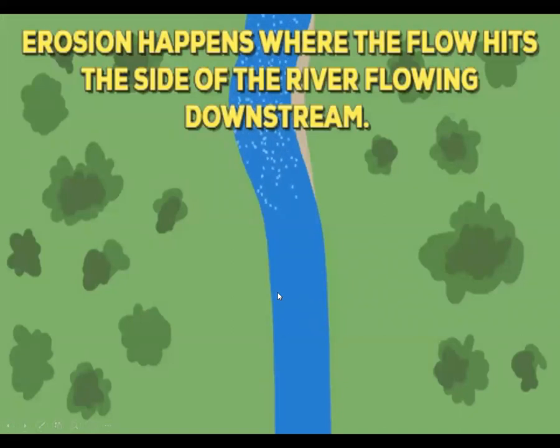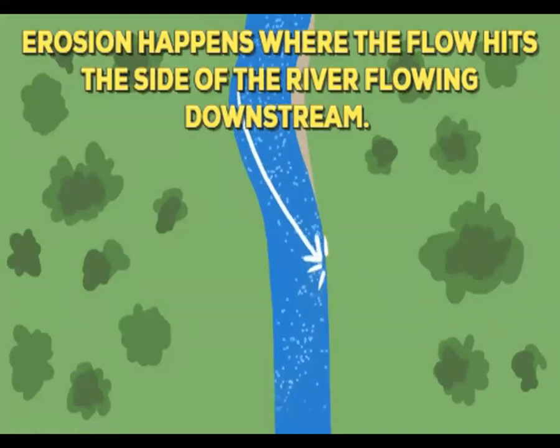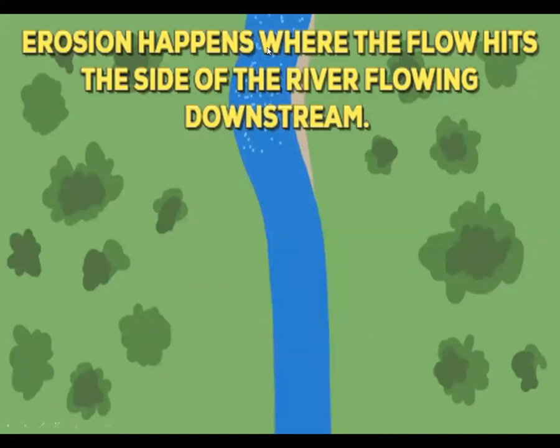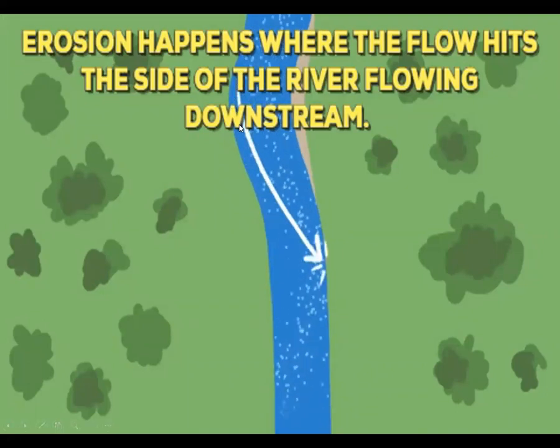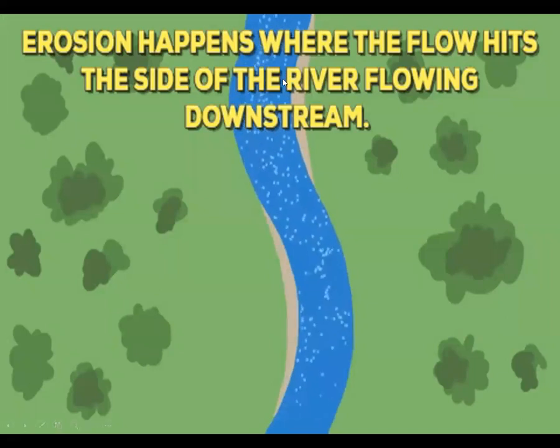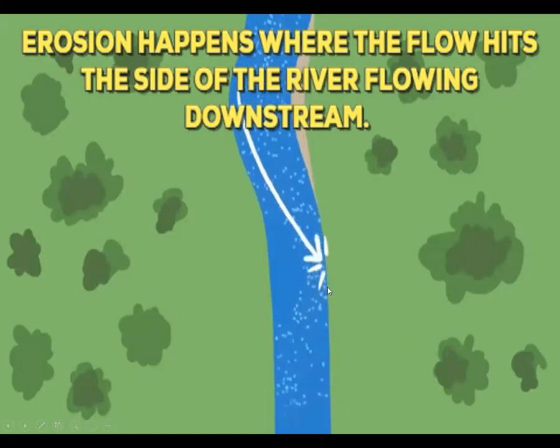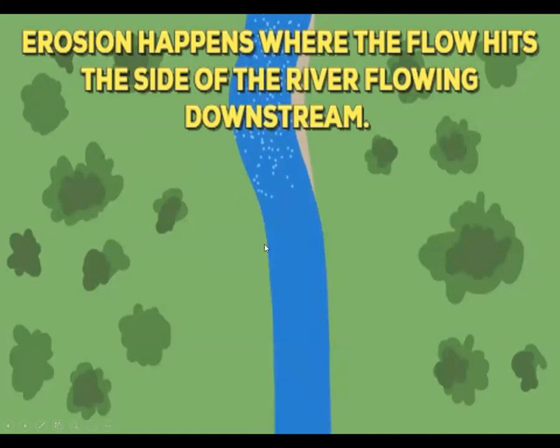Now, erosion happens when the flow hits the side of the river flowing downstream. This is how meanders form. See the flowing of the water? The rapid flow of the water on the left side causes this one to be eroded, and the slower flow of the water on the right side causes the eroded sediments to be deposited on this side, and then it hits that side again. It erodes this and then deposits the sediments on the left side.